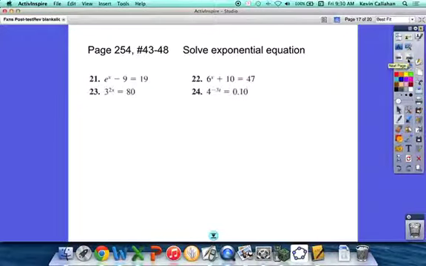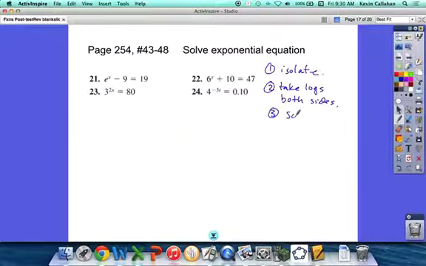And solve an exponential equation. Again, the same steps: 1, isolate. 2, take logs of both sides. 3, solve. So let's say we do this one here. Okay, how do I isolate the exponential?